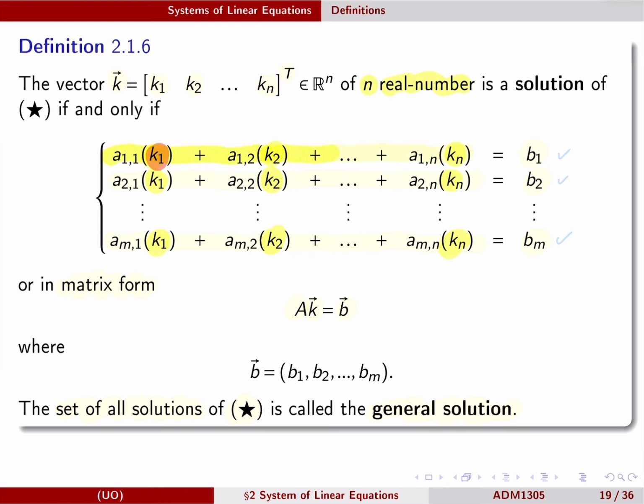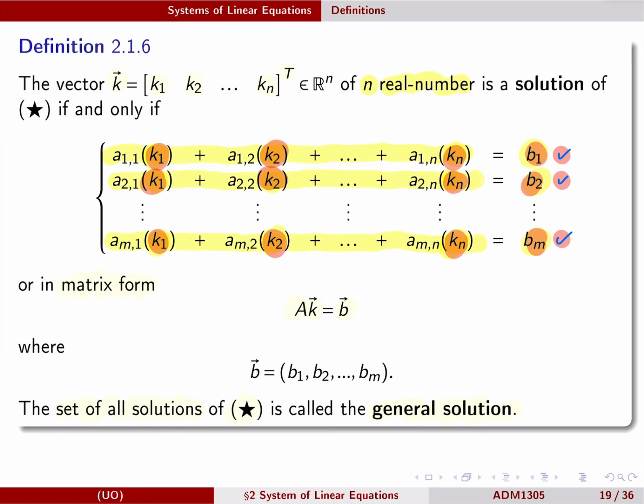if you do the actual computation of a11 times k1 plus a12 times k2 plus etc., a1n times kn, and you get b1, and then again, if you go a21 k1 plus a22 k2 plus all the way up to a2n kn, and you get b2. And if this works for every single equation, all the way down to the last one, am1 k1 plus am2 k2 plus etc., amn kn, and you get bm, we have a solution. But it needs to work for every single equation. If one of them does not give you equality, that's not a solution.